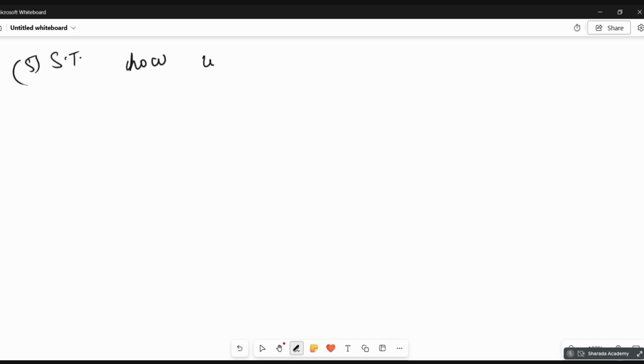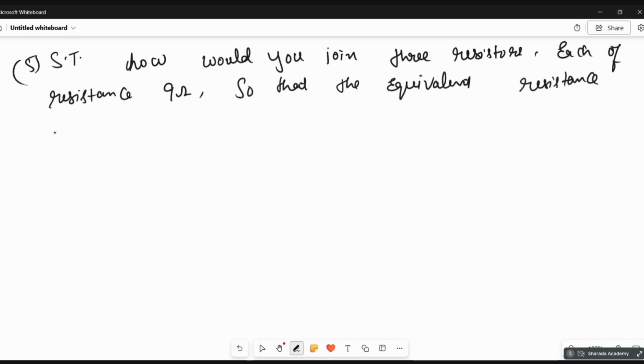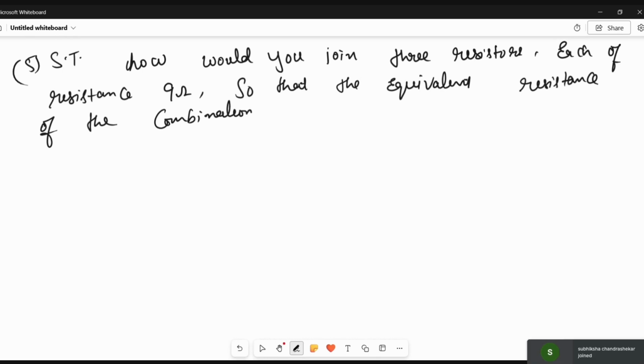How would you join three resistors, each of resistance 9 ohms, so that the equivalent resistance of the combination is first one 13.5 ohms, second one 6 ohms.